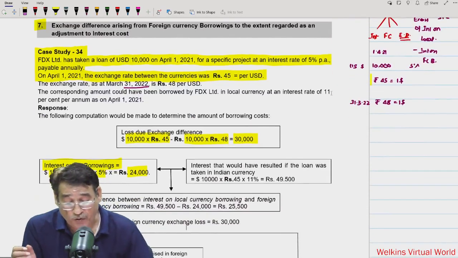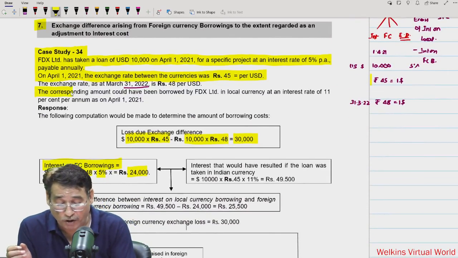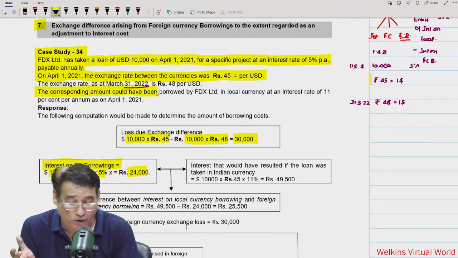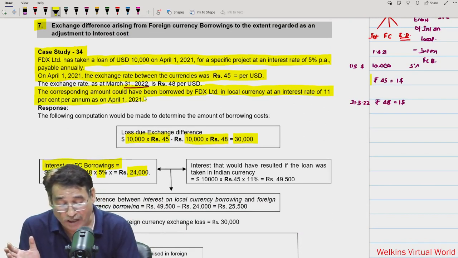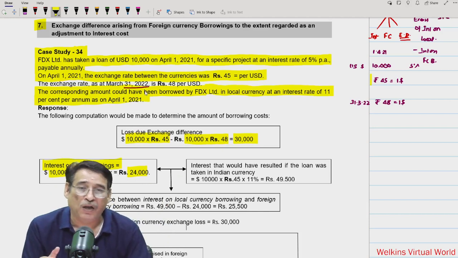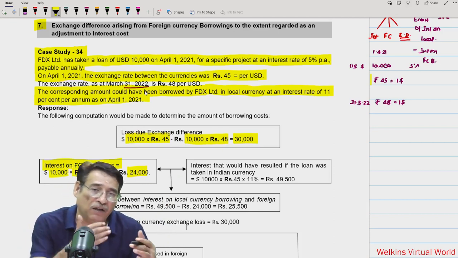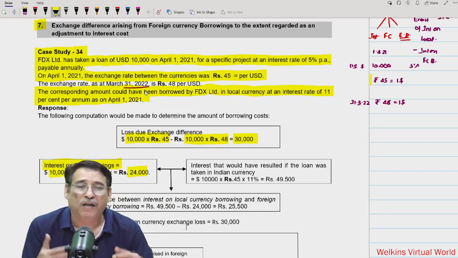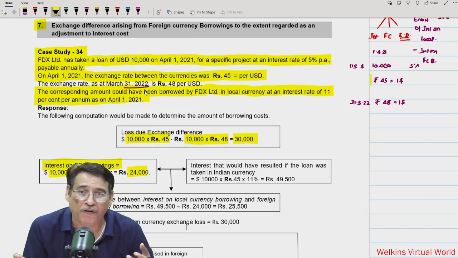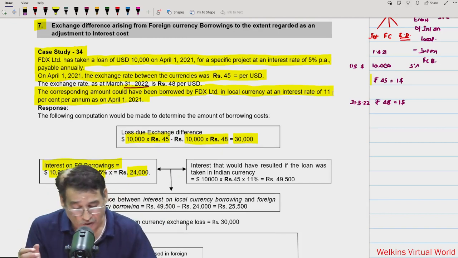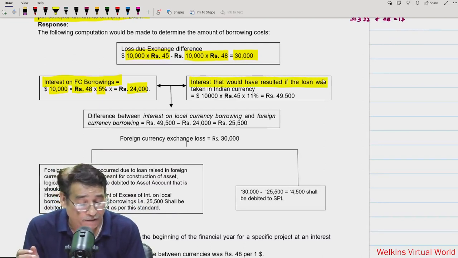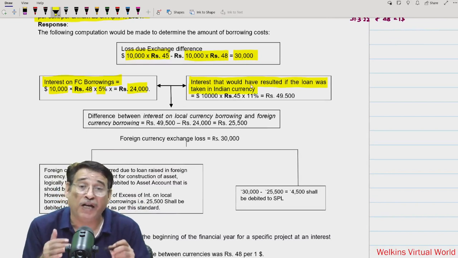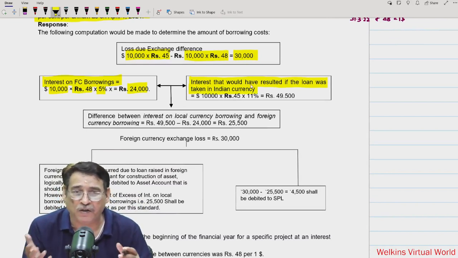Now in this question, it is also given that the corresponding amount, that means the corresponding loan, could have been borrowed by this entity in local currency at an interest rate of 11%. We have taken this loan in foreign currency. If we would have taken this loan in local currency, then we would have paid 11% per annum as interest. So the second point is that I have to now find out the interest which I would have paid if I would have taken the loan in Indian currency or local currency.